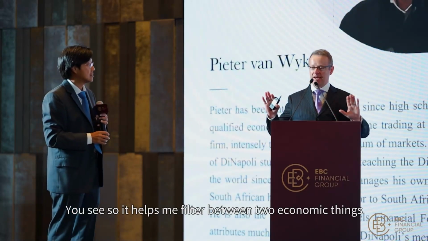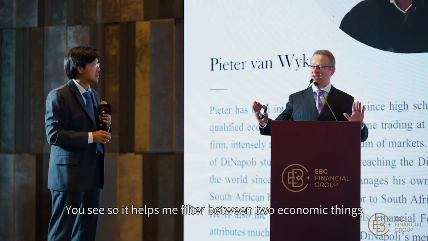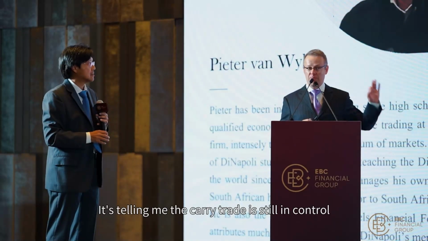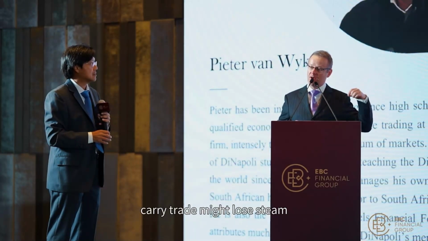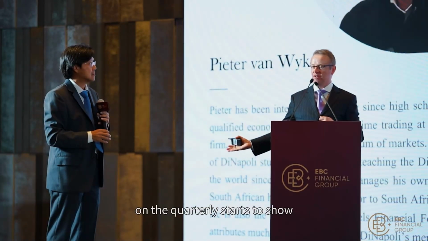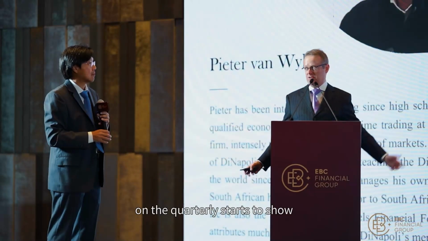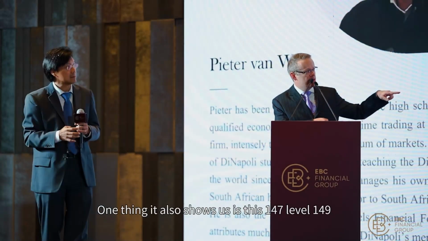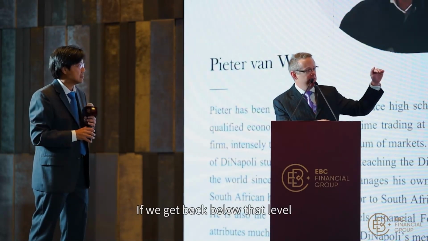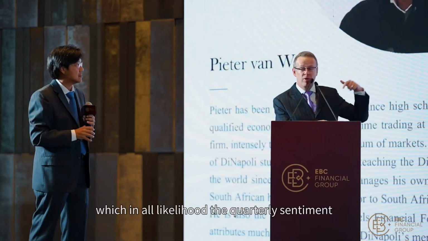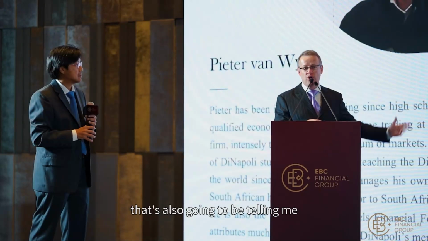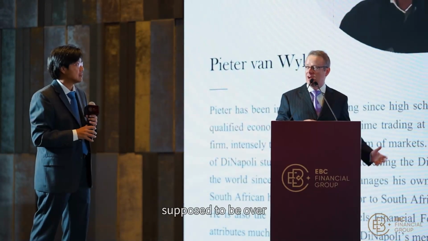You see, so it helps me filter between two economic things. It's telling me different things. It's telling me the carry trade is still in control, but we know exactly where this carry trade might lose steam. It's either going to be 180, or it's going to be when the MACD predictor on the quarterly starts to show us. One thing it also shows us is this 147, 149 level. You remember where the central bank intervened? If we get back below that level, which in all likelihood the quarterly sentiment will be turning anyway, that's also going to be telling me, okay, the carry trade is most likely over.